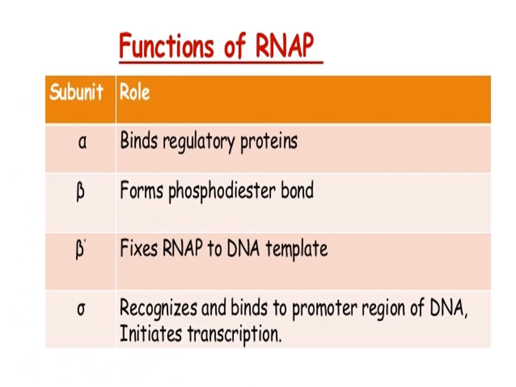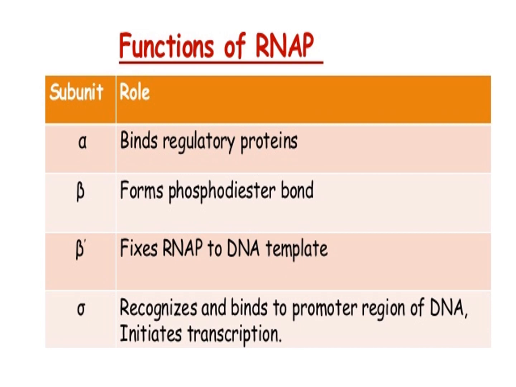Next, each subunit of RNA polymerase has a specific function. The alpha subunit binds to the regulatory protein, beta forms a phosphodiester bond, and beta prime fixes the RNA polymerase to the DNA template. The sigma recognizes and binds to the promoter region of the DNA and initiates the transcription.